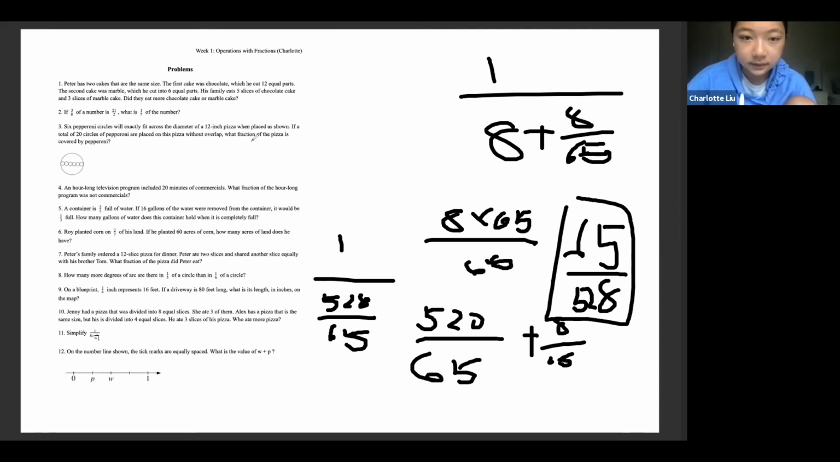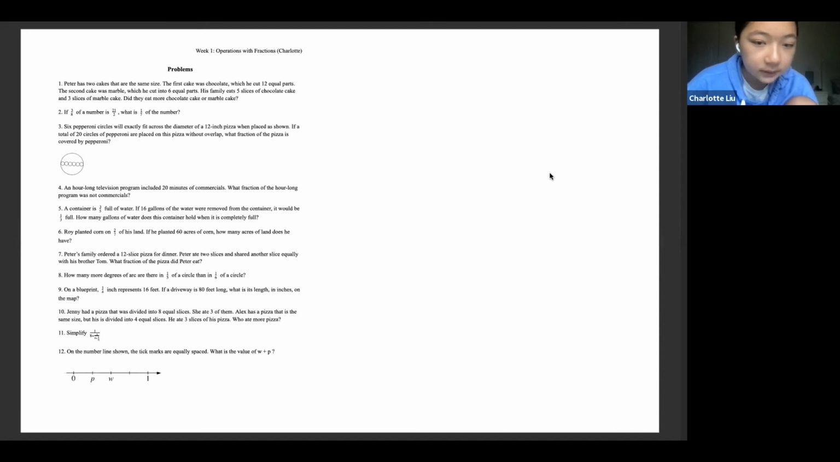Okay, so the last question. On the number line shown, the tick marks are equally spaced. What is the value of W plus P?